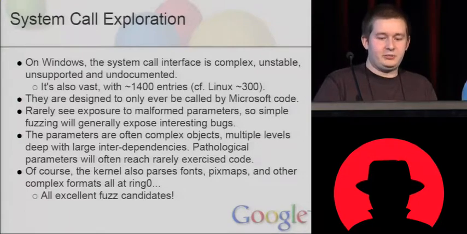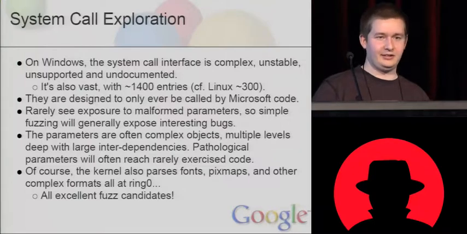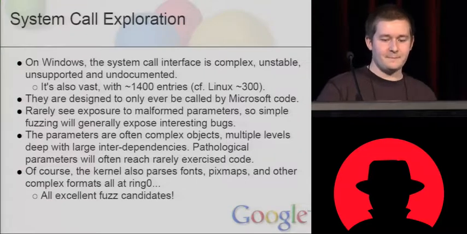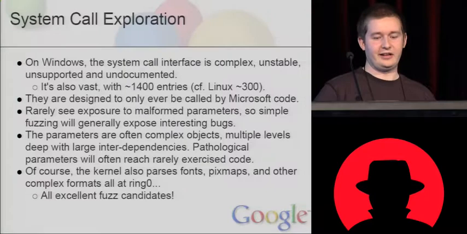If you set pathological parameters in these complex structures, you can reach some very rarely exercised code. And in fact, there's code that you simply cannot reach via any supported interface, and it's difficult to imagine how Microsoft managed to test this. And no end users are going to complain, simply because they'd never rely on this code. Of course, kernels also pass lots of interesting stuff like fonts and other complex formats, and this is all done at Ring 0, and these are great fuzz candidates.